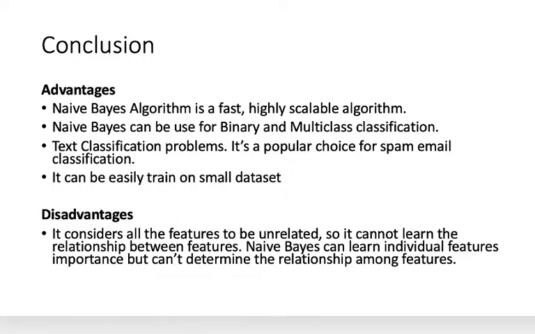Disadvantages: as I said, it considers all the features to be unrelated, so it cannot learn from the relationships between the features. Irrespective of that, it has proven to be very effective, even with features having certain relationships. Some of the features having certain relationships are even performing well in naive Bayes classification. It's able to classify those as well.